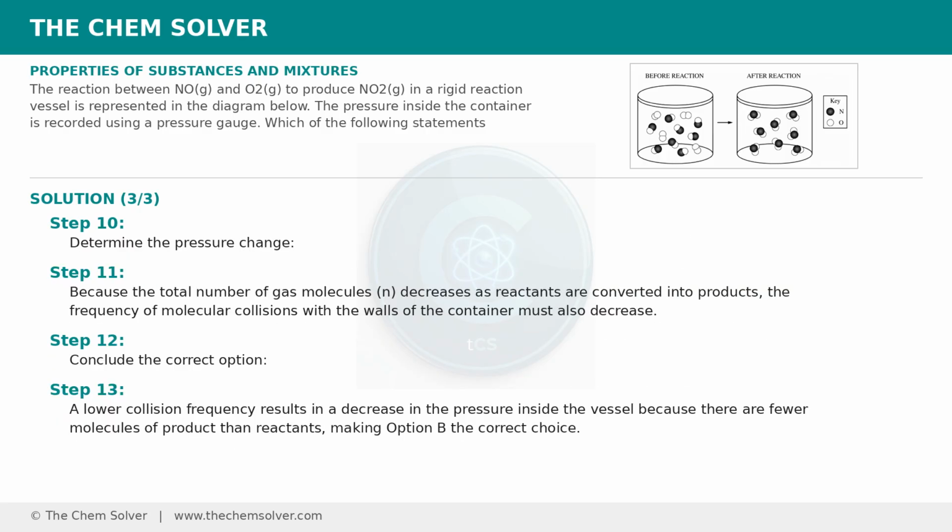Determine the pressure change. Because the total number of gas molecules, n, decreases as reactants are converted into products, the frequency of molecular collisions with the walls of the container must also decrease. Conclude the correct option. A lower collision frequency results in a decrease in the pressure inside the vessel because there are fewer molecules of product than reactants, making option B the correct choice.